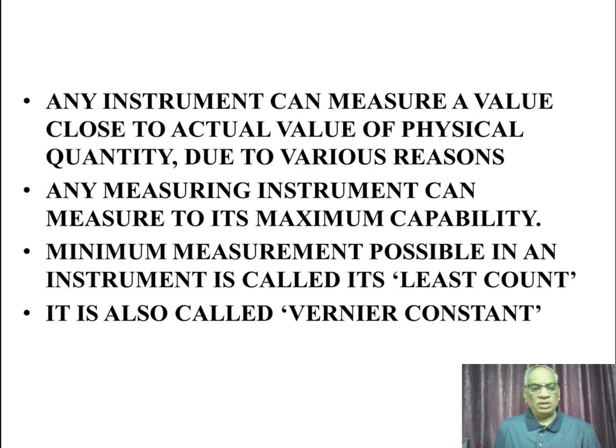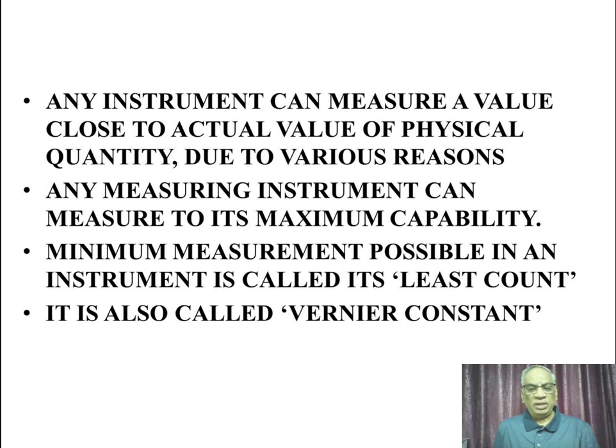As you know, measurements are generally done with instruments, measuring instruments, and every measuring instrument will have some capability to measure the minimum possible values to the extent possible. So this minimum possible measurement with each instrument is known as the least count for the particular instrument, and it is also known as the vernier constant.